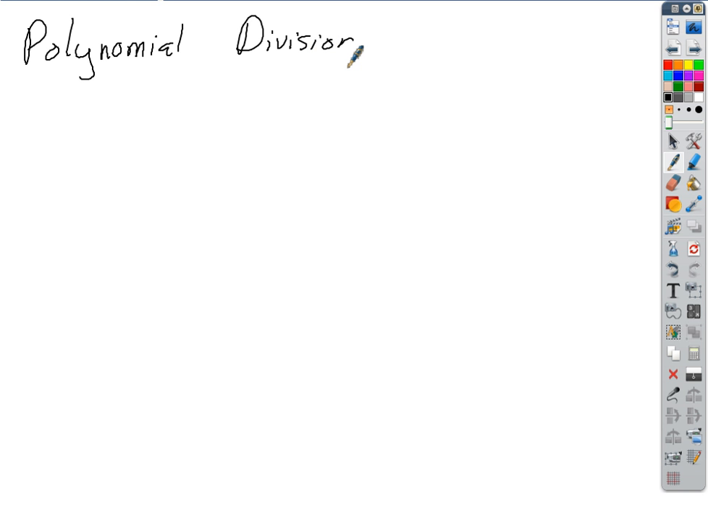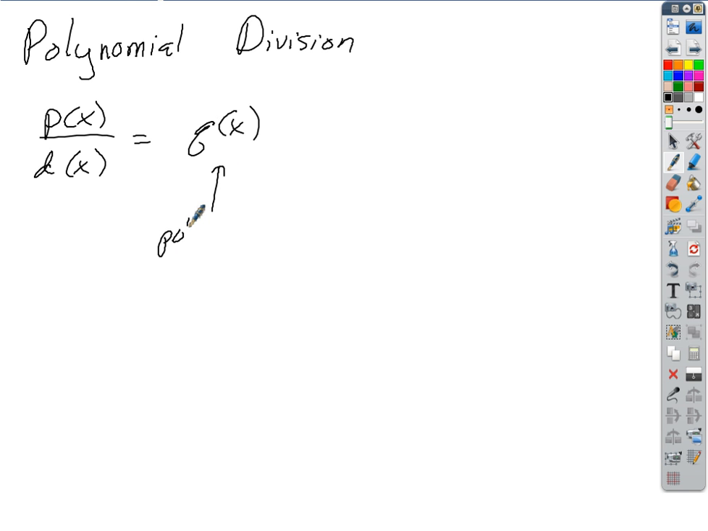Here's what you should expect the answers to look like. If we're going to divide some polynomial, and we'll call it p of x, that stands for a polynomial, by some other polynomial, call it d of x for a denominator, then your answer is going to look like some smaller polynomial plus potentially a remainder divided by your original denominator.